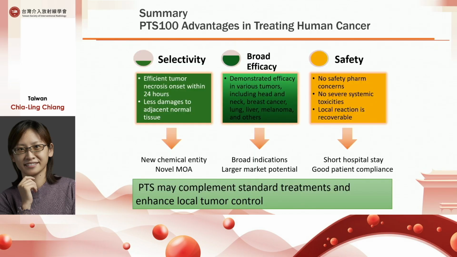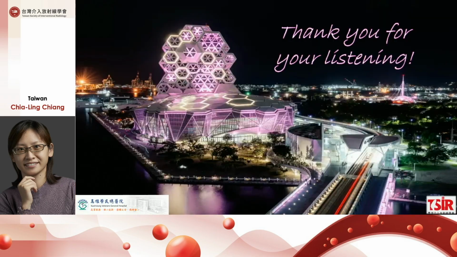In summary, PTS has many advantages in treating human cancers. First of all, it can be directly injected into the tumor with a minimally invasive procedure, and it can accumulate selectively in the tumor with less damage to adjacent normal tissues. And also, it has broad indications for various kinds of human tumors, and it is very safe with a short hospital stay and good patient compliance. In conclusion, PTS may complement our standard treatment and enhance our local tumor control. Thank you for your attention.